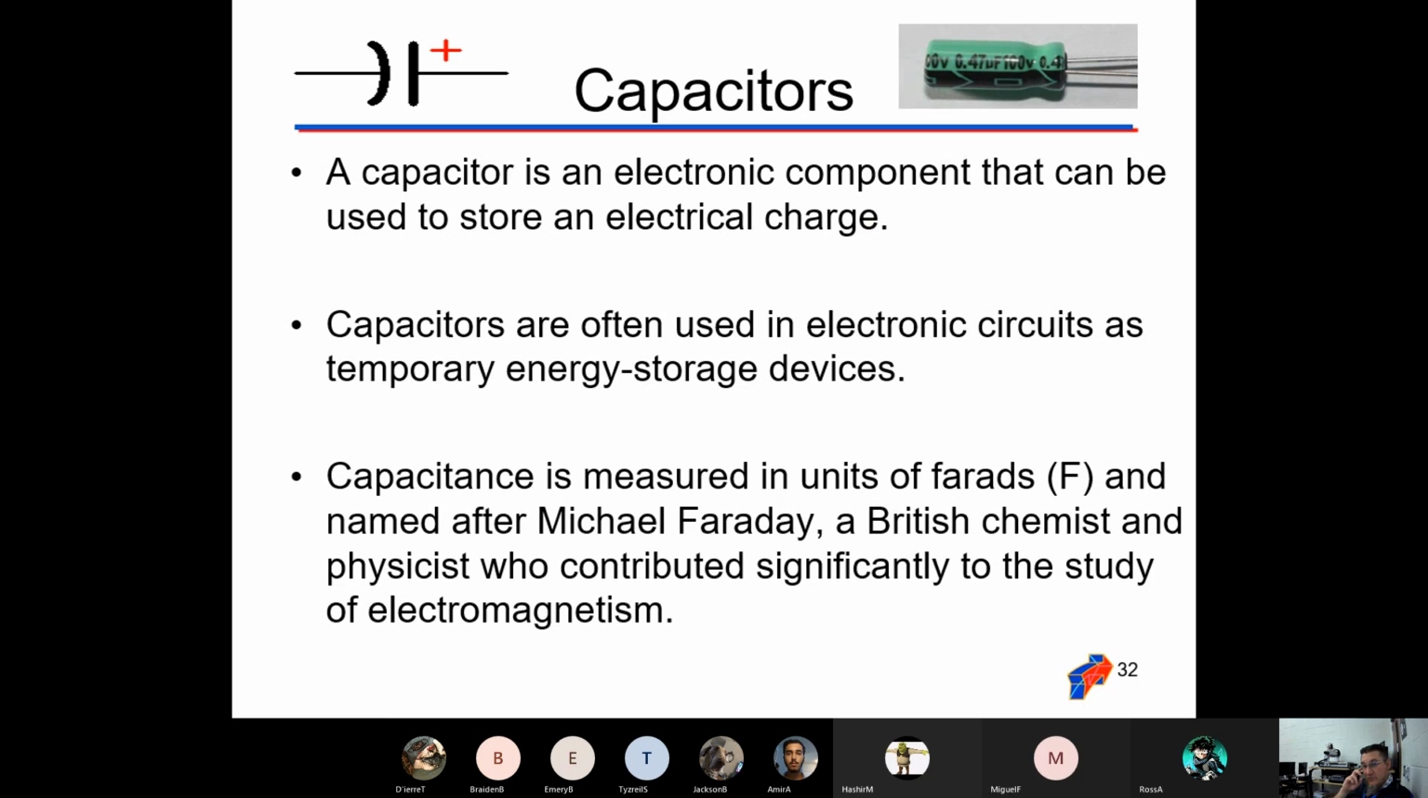They're often used in electronic circuits as a temporary energy storage. So basically, they'll store energy for a while, and then as they're needed, they get rid of the charge that they have.